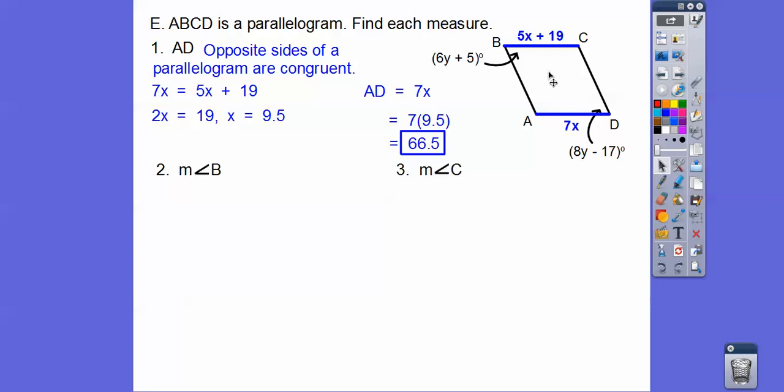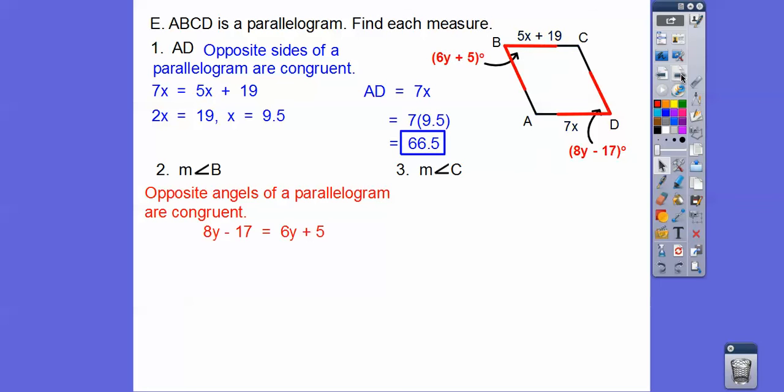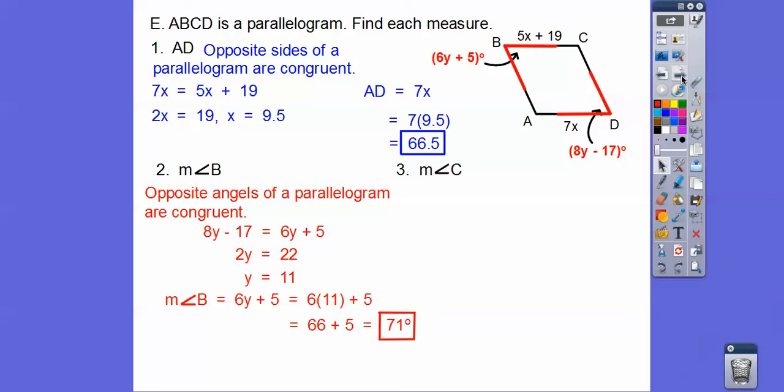All right, to get angle B, you guys, we're going to set this angle equal to this angle right here. Opposite angles of a parallelogram are congruent. So here I'm going to subtract 6y from both sides and get 8y minus 6y is 2y, and I'll add 17 to both sides, so 17 plus 5 is 22. All right, y is 11. Remember, we got to find angle B, so we're going to plug in 11 right here. So 6 times 11 plus 5, and 6 times 11 is 66. 66 plus 5 is 71 degrees.